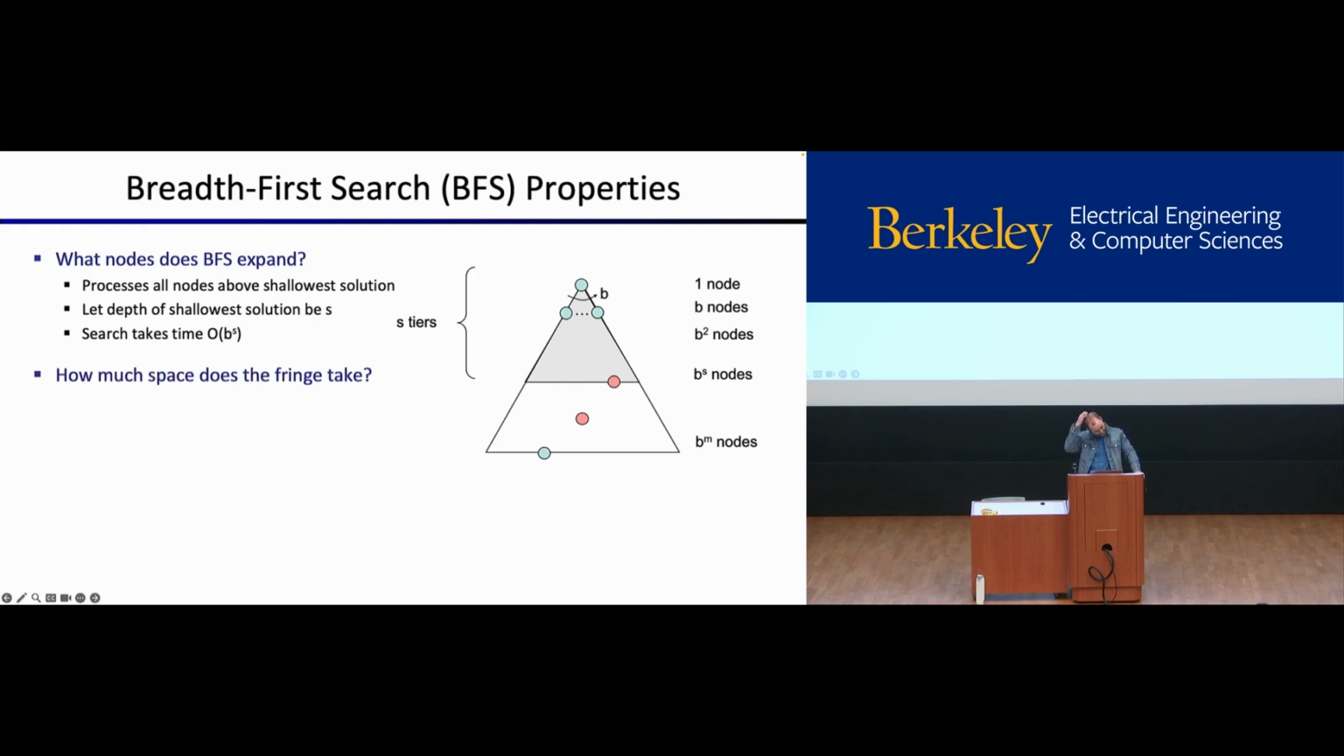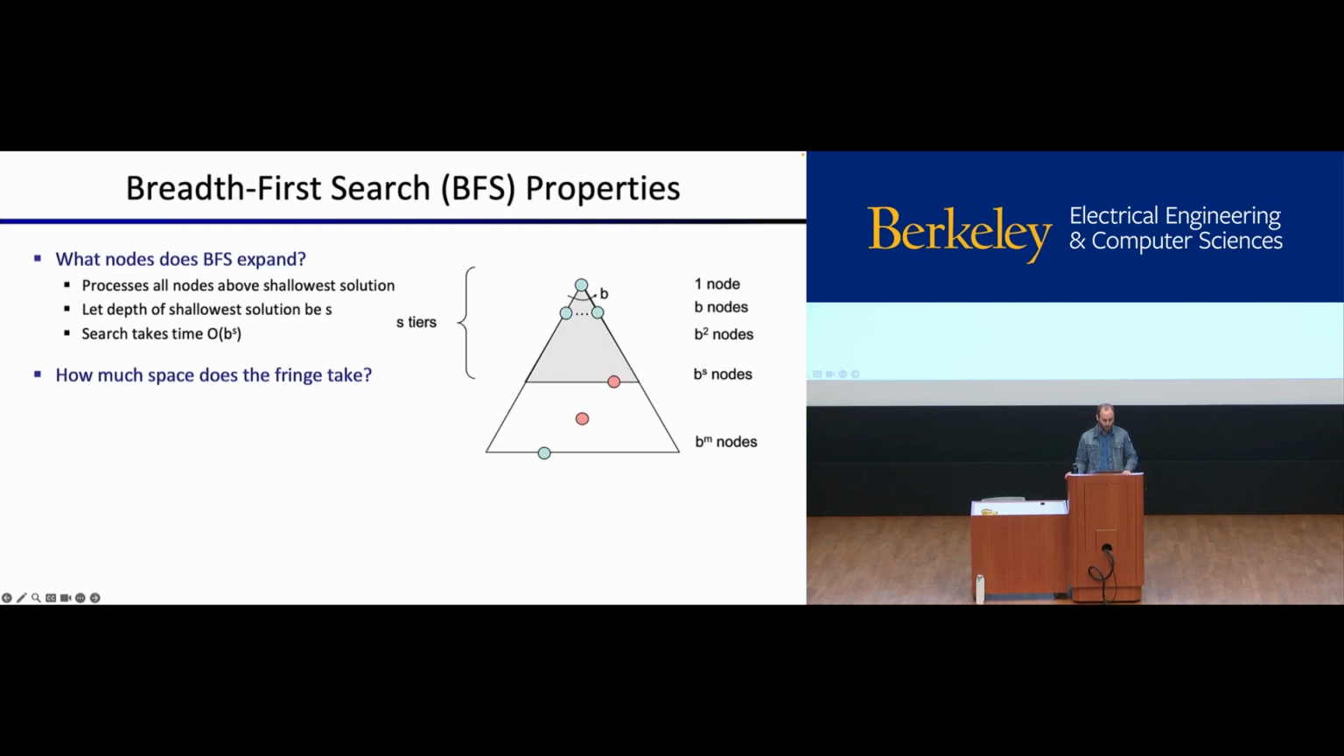But how much space does the fringe take? So these are how many partially completed plans we're keeping track of, how many paths from the start state we're keeping track of as things to return to, but not quite yet, as we go and expand other nodes. How much space does the fringe take in breadth first search? Order what? Think about it for a minute. Yeah. Also B to the S.